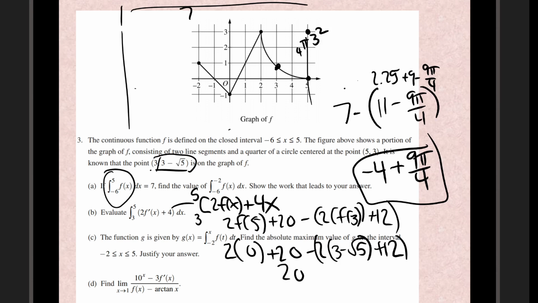Anyways, 20 minus (6 plus 2 root 5 minus 12) if I distribute that negative sign to everything. I kind of did 2 distributions in one, and a lot of people goofed up that distribution there, but whatever. And 20 minus 6 minus 12 is 2, plus 2 root 5, which is the final answer.